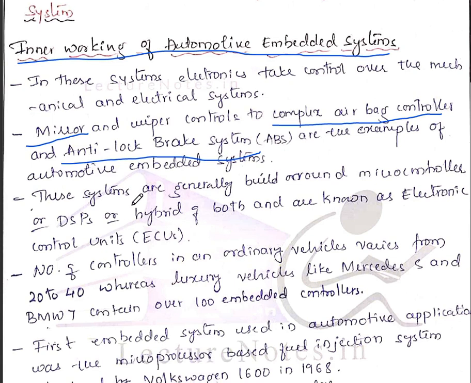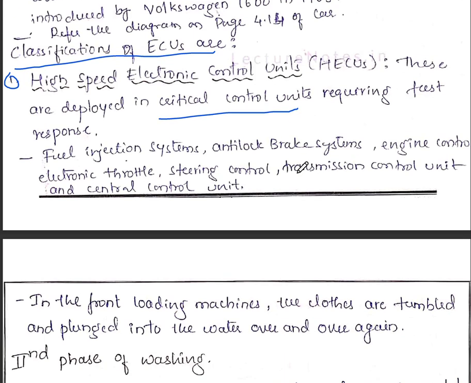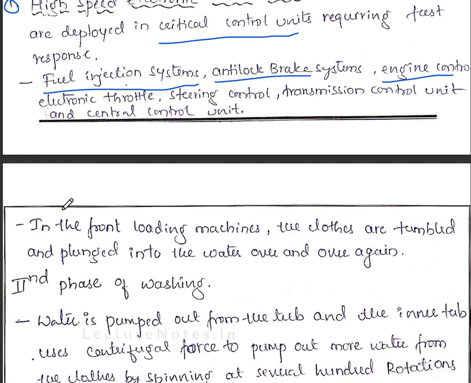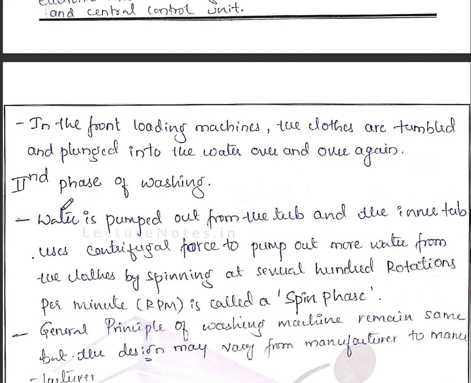Next we'll discuss the classification of the electronic control unit, that is ECU. It is classified into different types. The first one is the high speed ECU. These are deployed in critical control units that require fast response, and are used in fuel injection system, anti-lock brake system, as well as in engine control, and it is also used in washing machines.